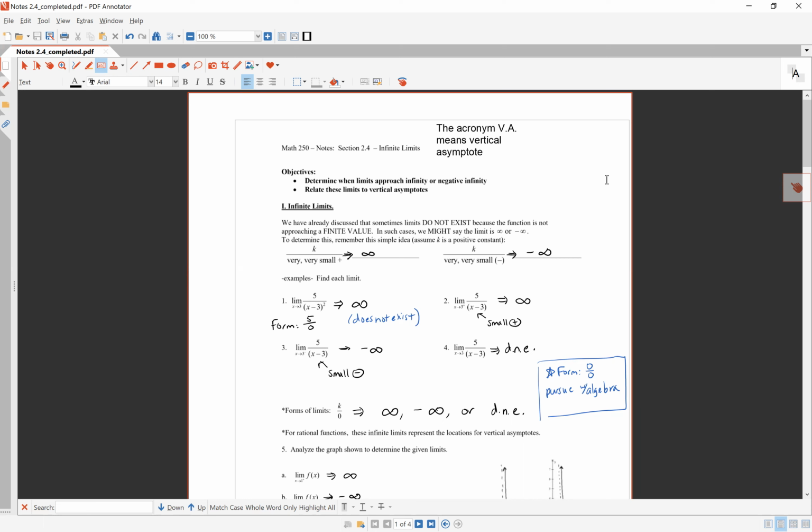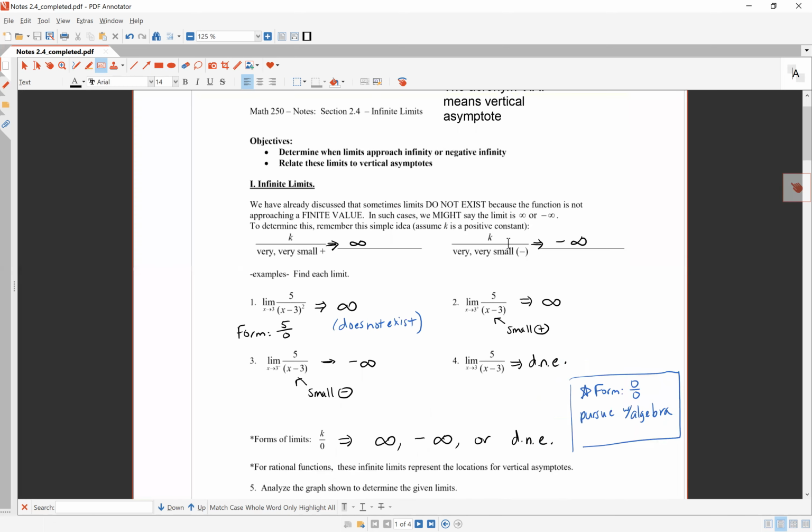So let's just look at function number 2 right there, 5 divided by the quantity x minus 3. And so in number 2, what we're doing is we're looking at the limit as x goes to 3 from the right. And at number 3, we're looking at x goes to 3 from the left. And I graphed it way down here, right at the bottom.